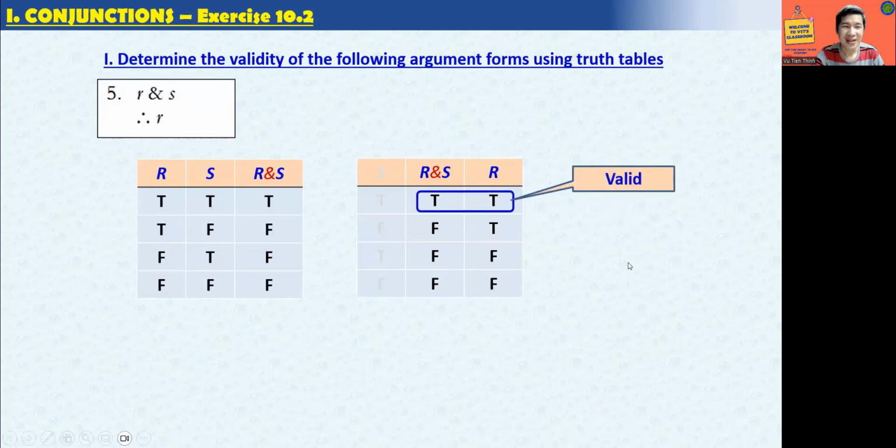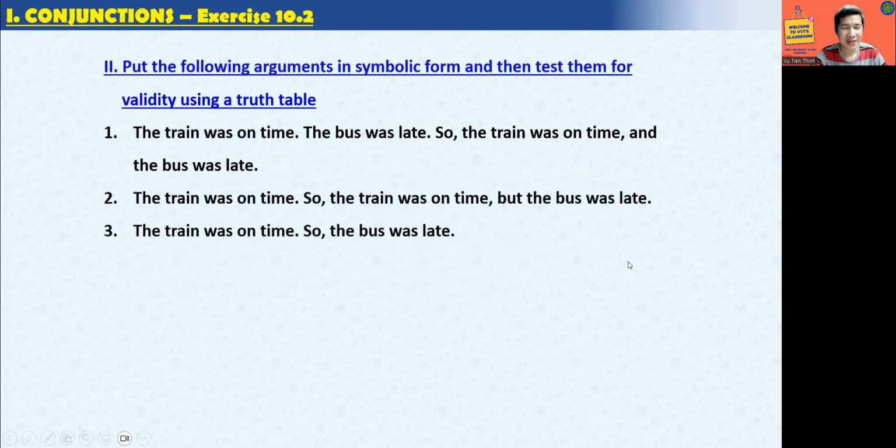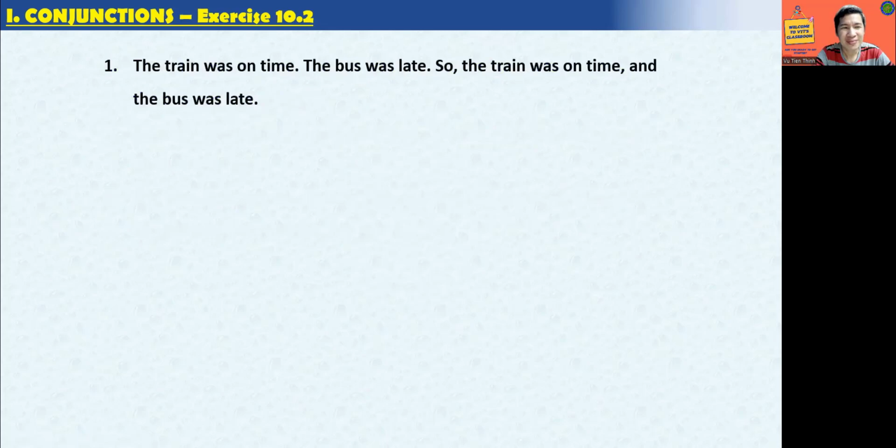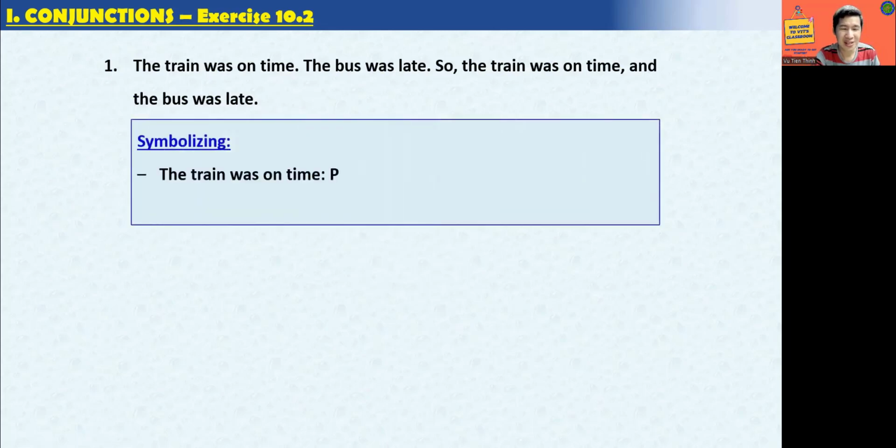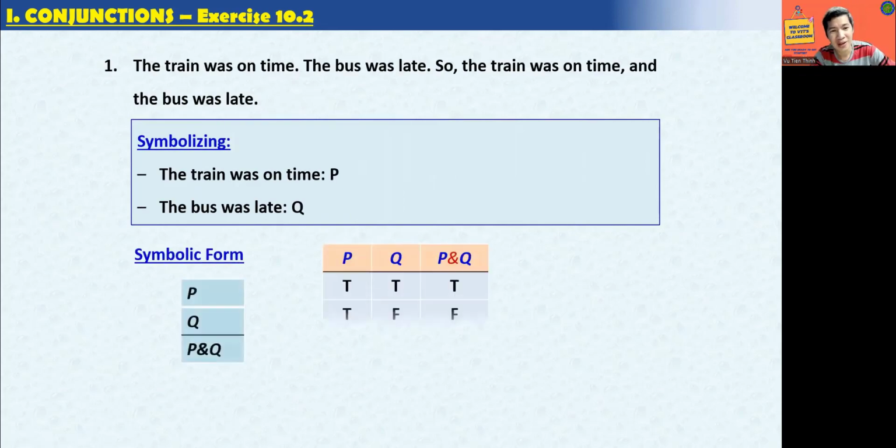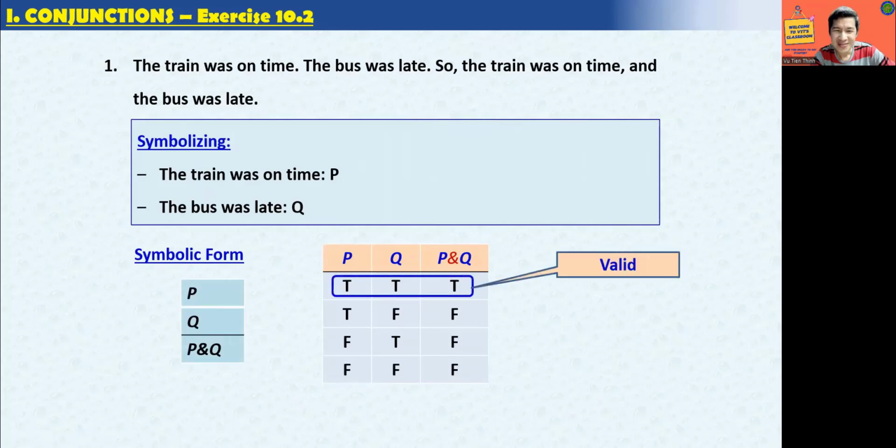Okay, now let's move on. So you can see here, in the exam you may have arguments like this. Just put them in symbolic forms, analyze, and see the conclusion. Now, the train was on time. The bus was late. So the train was on time and the bus was late. We symbolize the train was on time as P, the bus was late as Q. Then we have the symbolic form P, Q, therefore P and Q. Very simple, right? Valid.